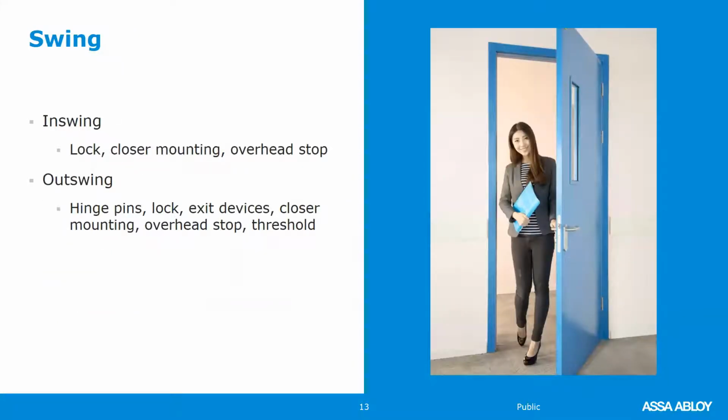The swing of the door, in-swing versus out-swing. In-swing affects the lock choice, the closer mounting, overhead stops, and if you can use them and where. Out-swing doors, the hinge pins, whether you need things like non-removable pins, your lock sets, exit devices, closer mounting, overhead stops. If the door swings out onto a corridor, be careful of an overhead stop. We cannot stop that door at 110 degrees. If it swings out into an egress corridor, we have to let it swing 180 degrees. Thresholds and other things like that are affected by whether it's in swing or out swing.